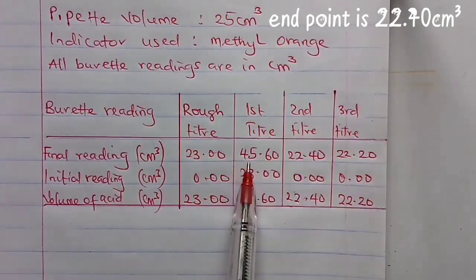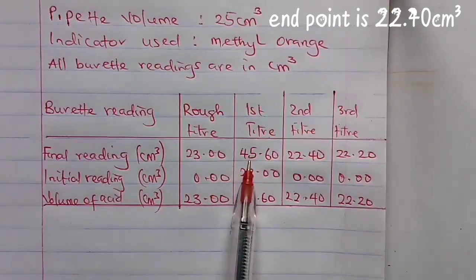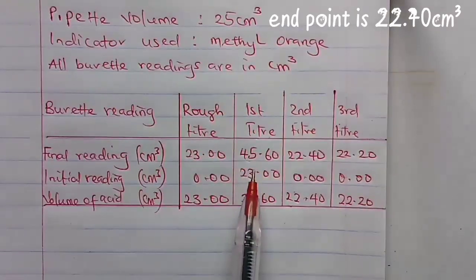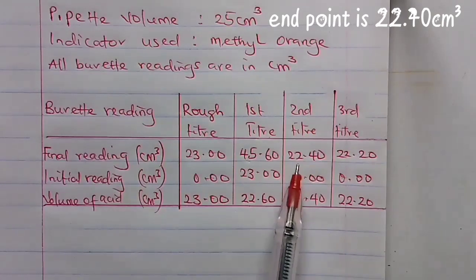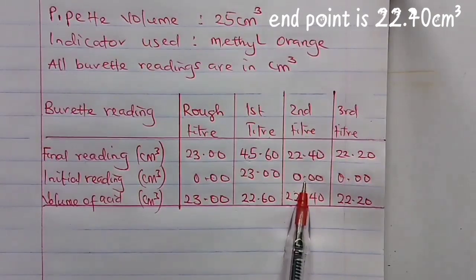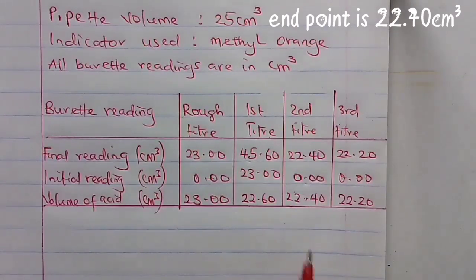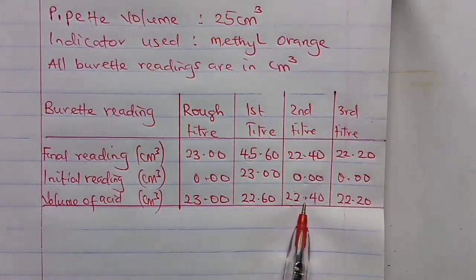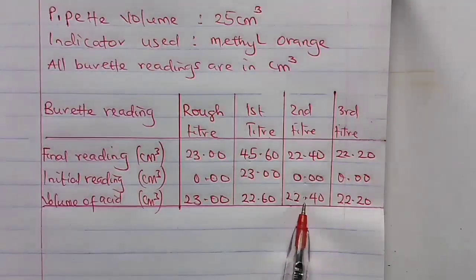Here you will see that I did not add the acid again. I made sure that the burette reading was not changed. But here I added back the acid. That is why it went back to 0.00. The same thing happens here. And this was the one you watched in the video. That was my second titer.